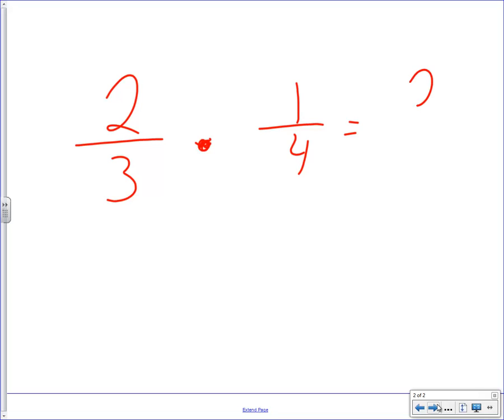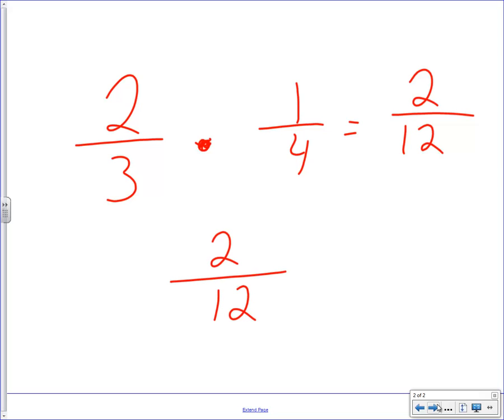For this next problem, we're going to do the same thing. We're going to simplify at the end. And so we're going to do 2/3 times 1/4. That's supposed to be a dot. That got a little crazy. All right, multiplying across the top and across the bottom, simplify at the end. So 2 times 1 is 2, and 3 times 4 is 12. So I have 2/12.